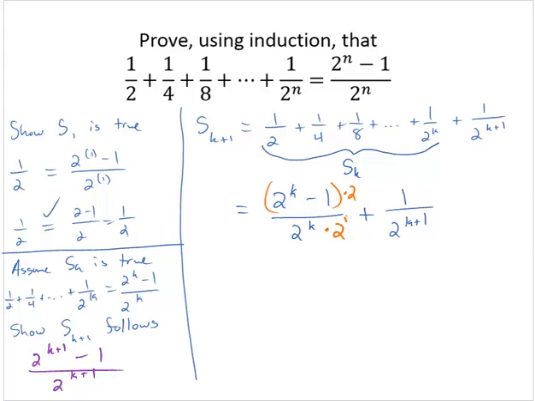Because that's a 2 to the first. And so then that would give me, let's see, 2 times 2 to the k minus 2 over 2 to the k plus 1 in the denominator. And then again I have a plus 1 over 2 to the k plus 1.